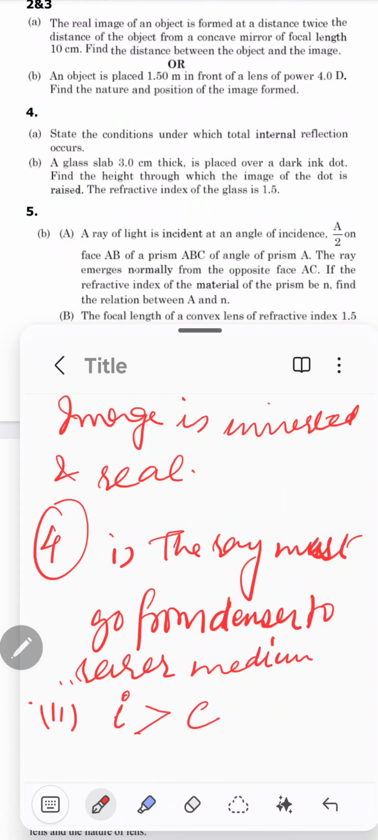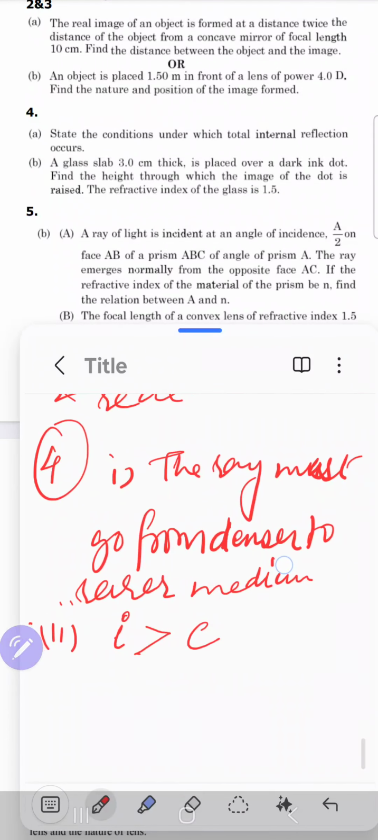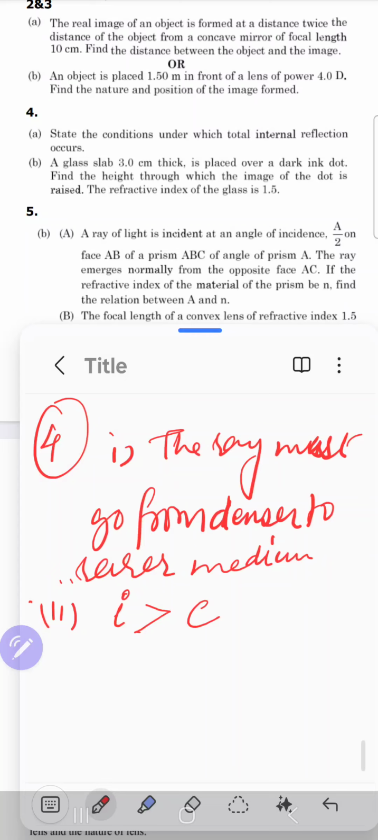Second part of the question is, a glass slab 3 centimeter thick is placed over a dark ink dot. Now you see this glass slab is placed over it, and its thickness is given as 3 centimeter. It is placed over a dark ink dot. Find the height through which the image of the dot is raised. The refractive index of the glass is 1.5.